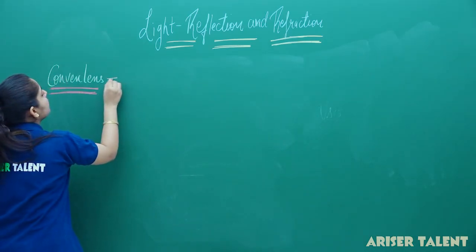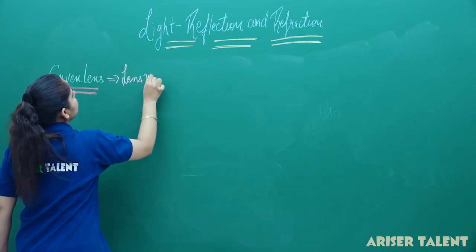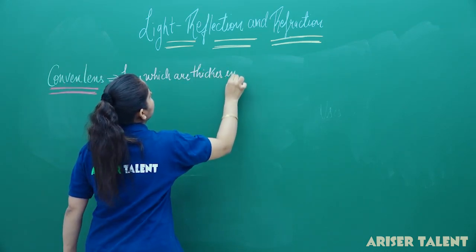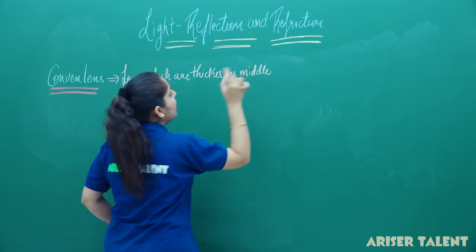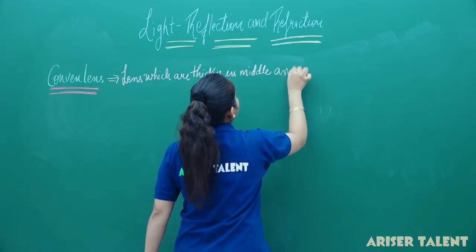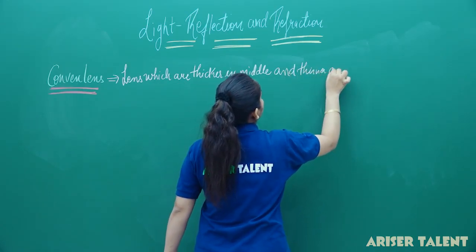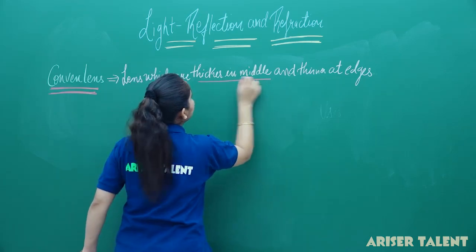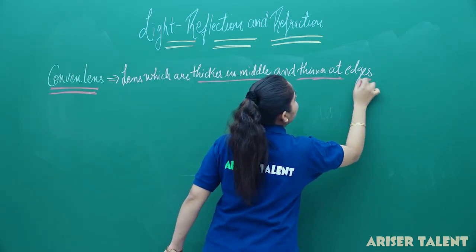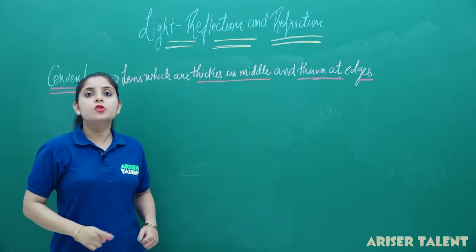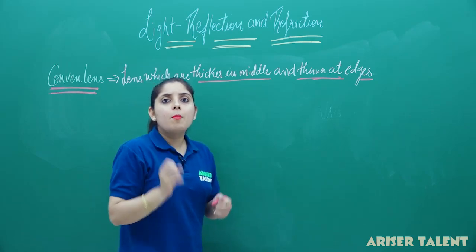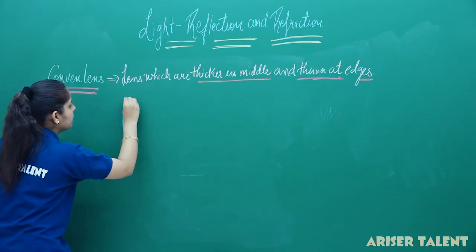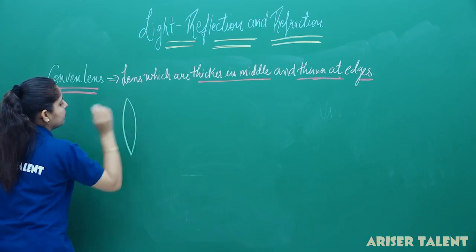So these are the lenses which are thicker in the middle and thinner at the edges. Such type of lenses will be our convex lens. A simple and very commonly used convex lens we can draw in such a manner. This is our convex lens.